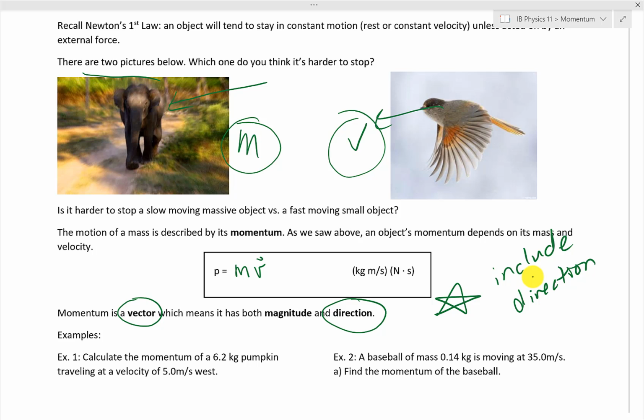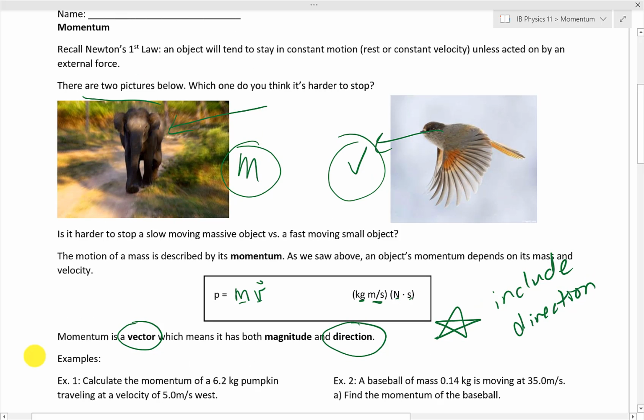So units of momentum, we either use mass times meters per second, which is just straight from the definition, or we also use newton seconds, and you will learn why that is. That's something we will talk about later, not today.